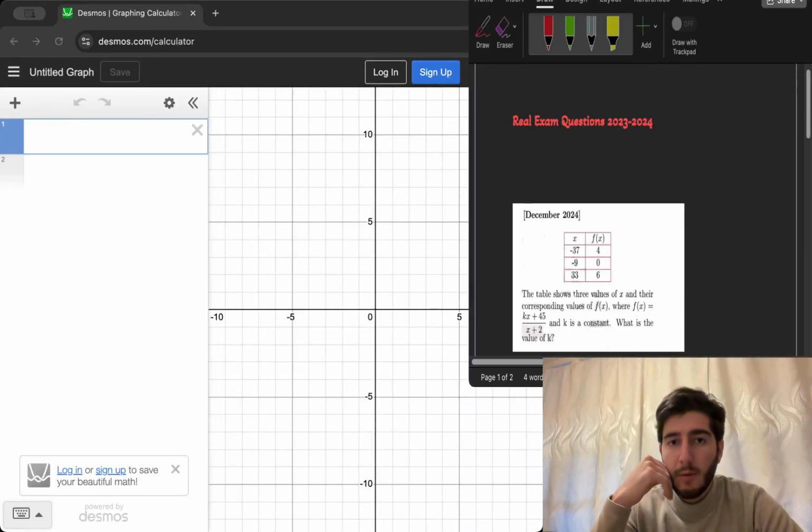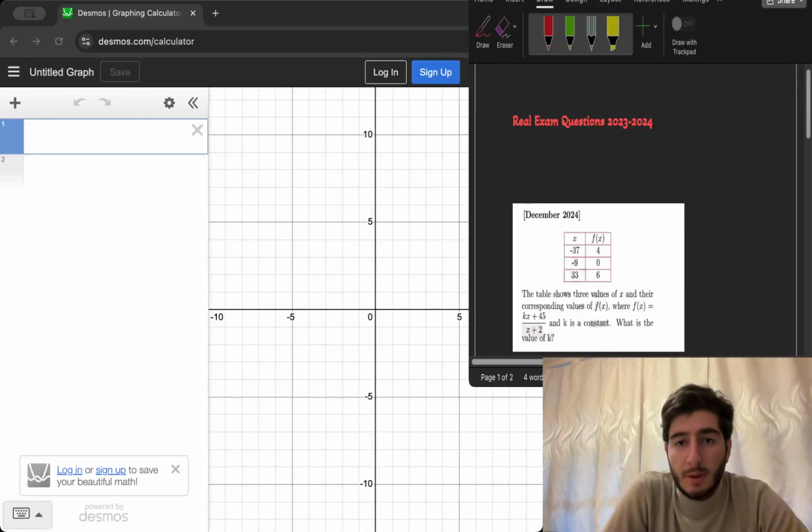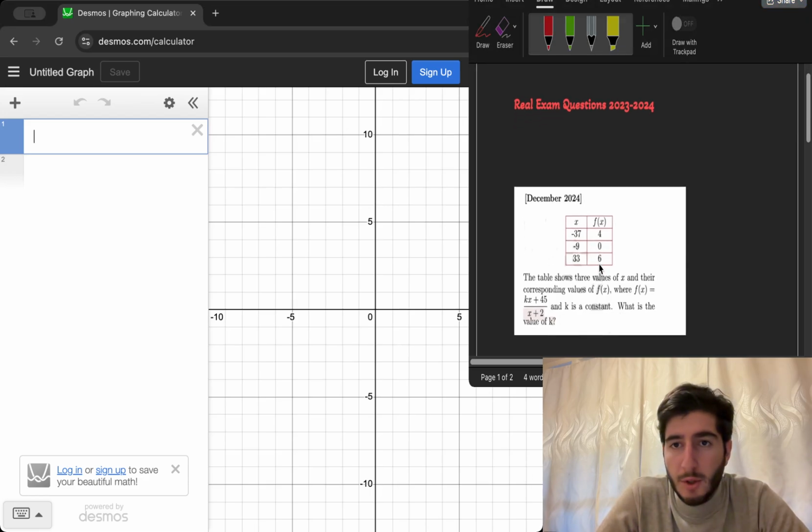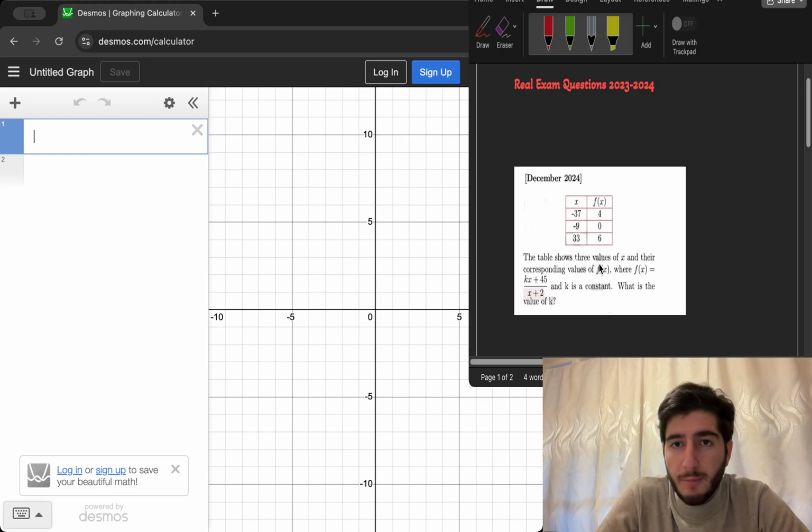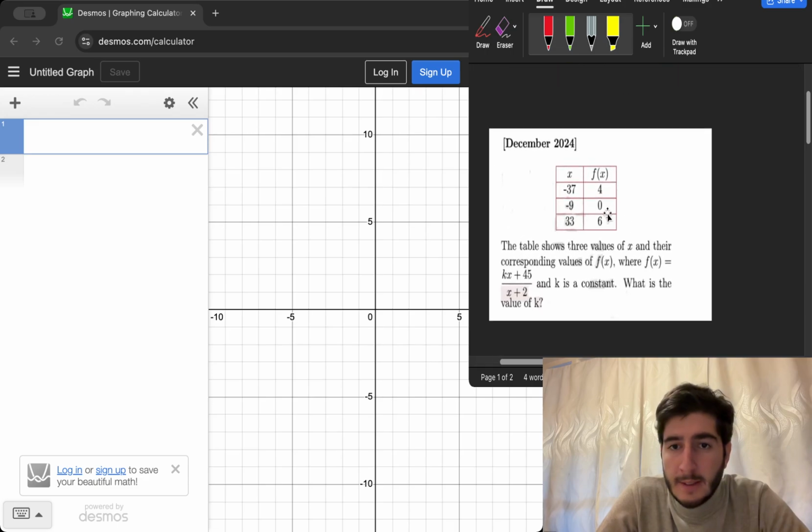Hi everyone, we'll be going over lesson number 13 on how to use Desmos for finding rational functions. There's a question on the right side which is from real exam questions 2023-2024. The question tells us that the table shows three values of x and their corresponding values of f of x, where f of x equals (kx + 45) over (x + 2) and k is a constant. What's the value of k?